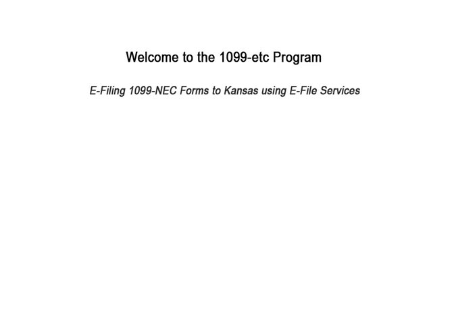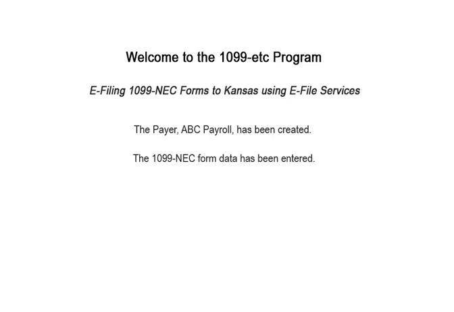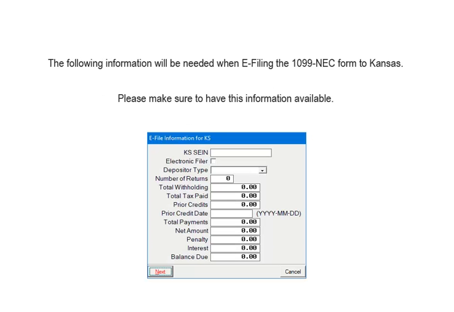This tutorial covers e-filing the 1099 NEC forms to Kansas using e-file services. To begin, the pair ABC Payroll has been created, and the 1099 NEC form data has been entered. The following information will be needed when e-filing the 1099 NEC form to Kansas. Please make sure to have this information available.